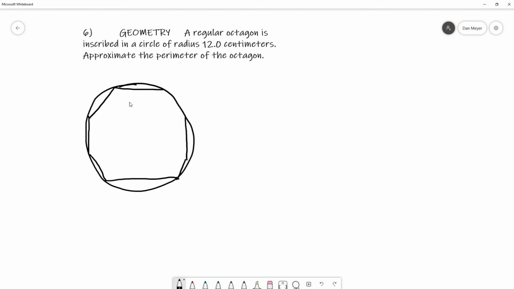That one's definitely disgusting. All right, so there's our octagon inscribed in a circle. You can also have circumscribed. Circumscribed would mean the octagon is on the outside of the circle. Okay, so they want us to approximate the perimeter of the octagon.